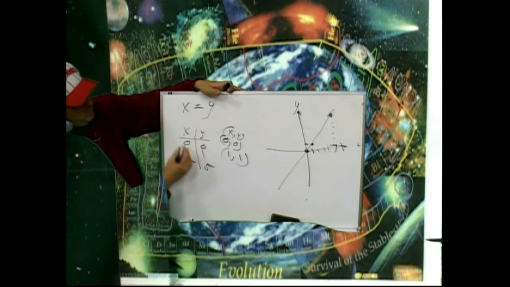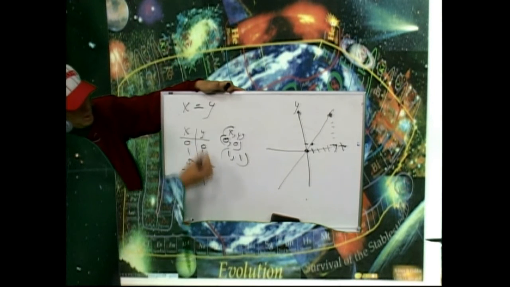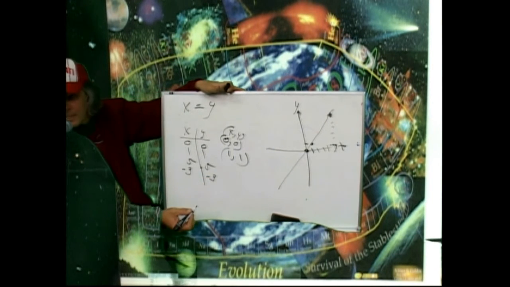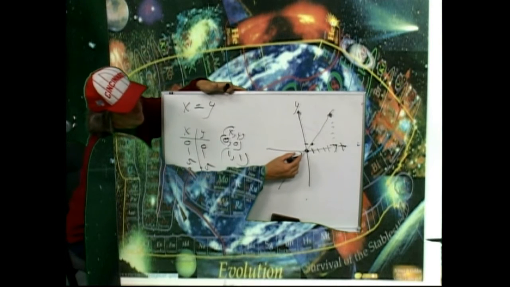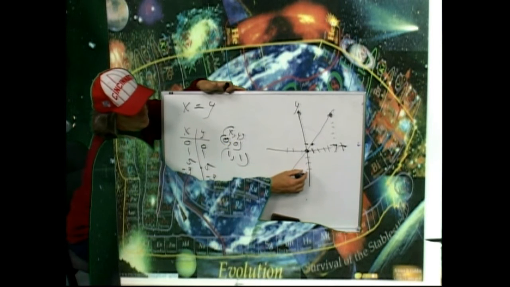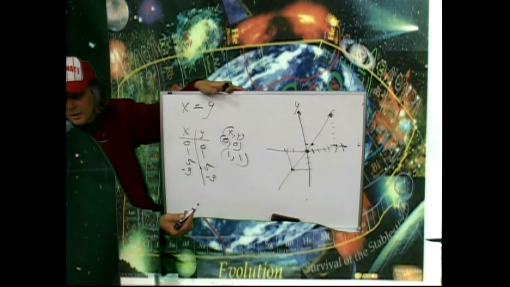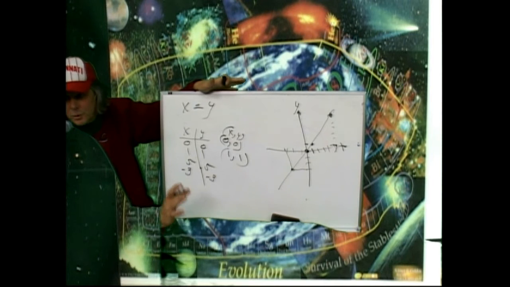So to test it again, what if x is negative 3? Well, then y must be negative 3. You look on your thing here and you go, okay, this is x, so minus 1, minus 2, minus 3. Y, minus 1, minus 2, minus 3. So if you came over, you see that point would line up. So this is real simple.